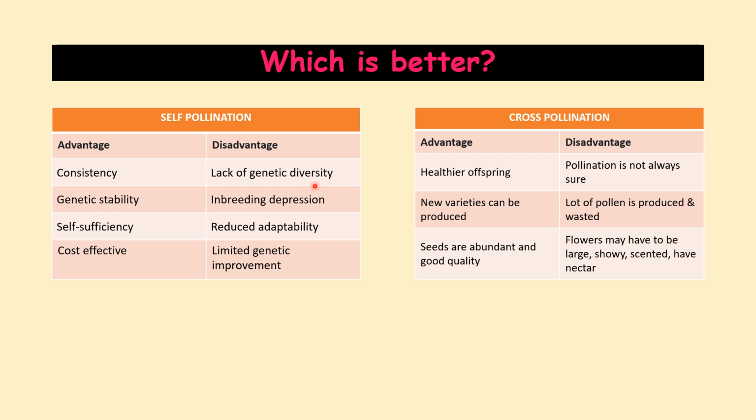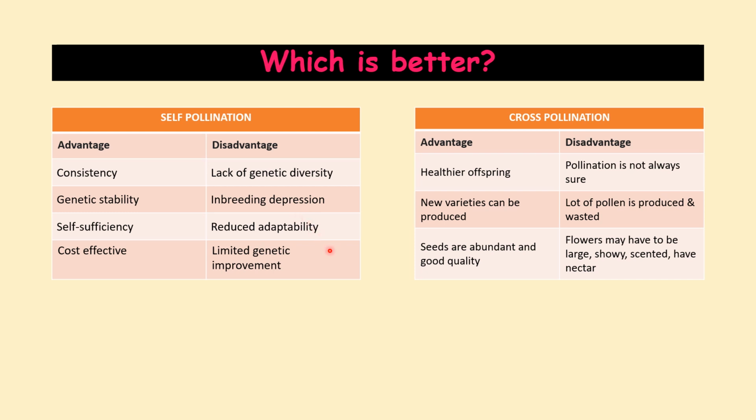Only those organisms in a species which are able to survive the changes are the ones which are able to live longer. So genetic diversity is very, very important, which is not possible in case of self-pollination. In fact, sometimes, since it's the same genetic material which is interacting, there is a possibility of inbreeding depression, which means that certain recessive characters can get surfaced.